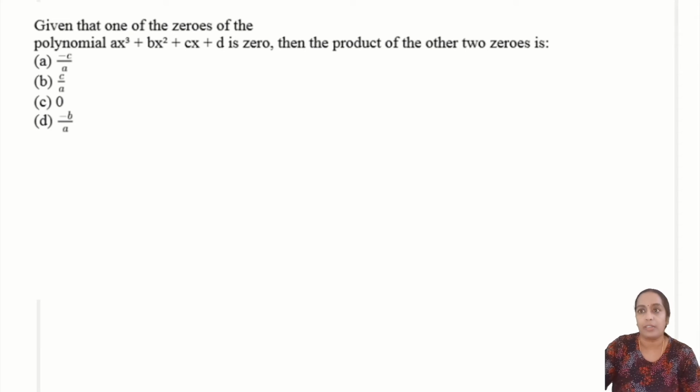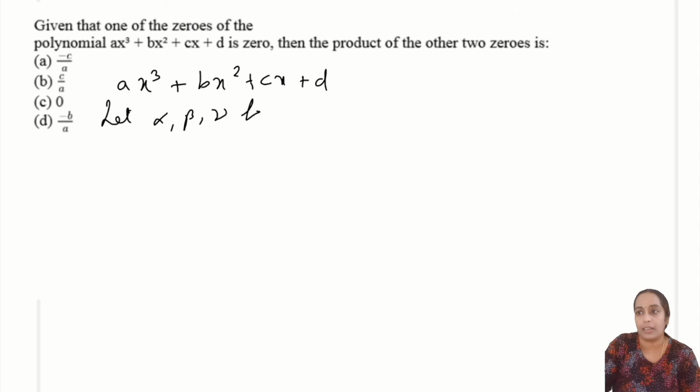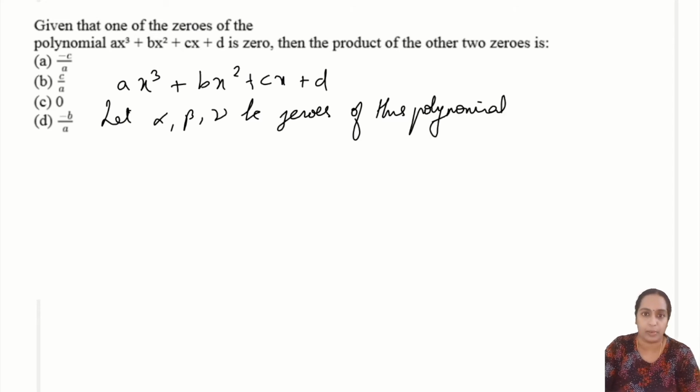Given that one of the zeros of the polynomial, the general cubic polynomial ax cube plus bx square plus cx plus d, is 0, the question asks for the product of the other two zeros. So let alpha, beta, gamma be the zeros of this cubic polynomial. It's a cubic polynomial, so we have 3 zeros here.